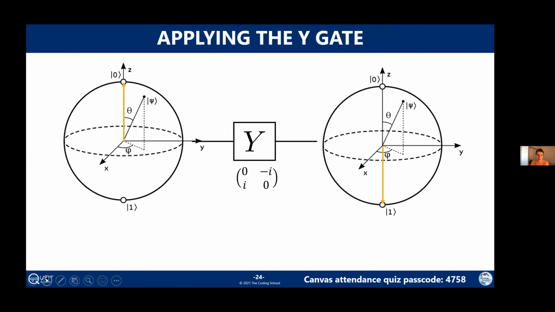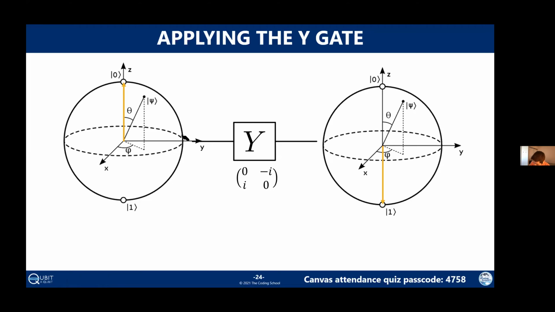Okay, let's look at another example. This one is called the Y gate. So this is something we haven't seen before, and it doesn't really have as nice of an intuition as the X gate. But if we look at what it does to ket 0, it actually does the same thing. It brings ket 0, and it rotates it 180 degrees down to ket 1. But now, instead of rotating around the x-axis, it is rotating around the y-axis.